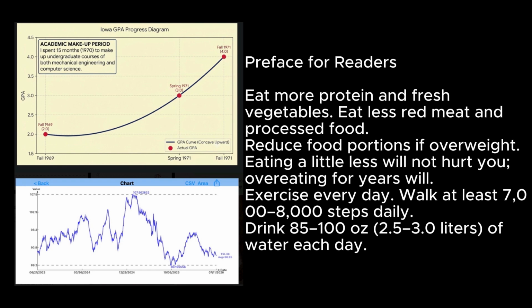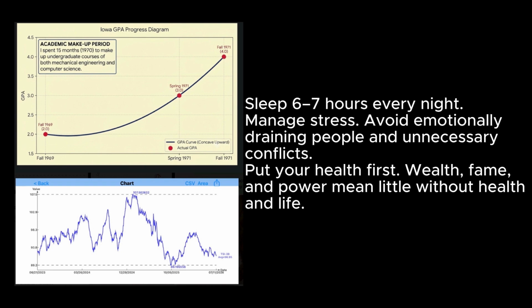Preface for readers: eat more protein and fresh vegetables, eat less red meat and processed food, reduce food portions if overweight. Eating a little less will not hurt you. Overeating for years will. Exercise every day, walk at least 7,000 to 8,000 steps daily, drink 2.5 to 3.0 liters of water each day. Sleep 6 to 7 hours every night. Manage stress, avoid emotionally draining people and unnecessary conflicts, put your health first. Wealth, fame, and power mean little without health and life.